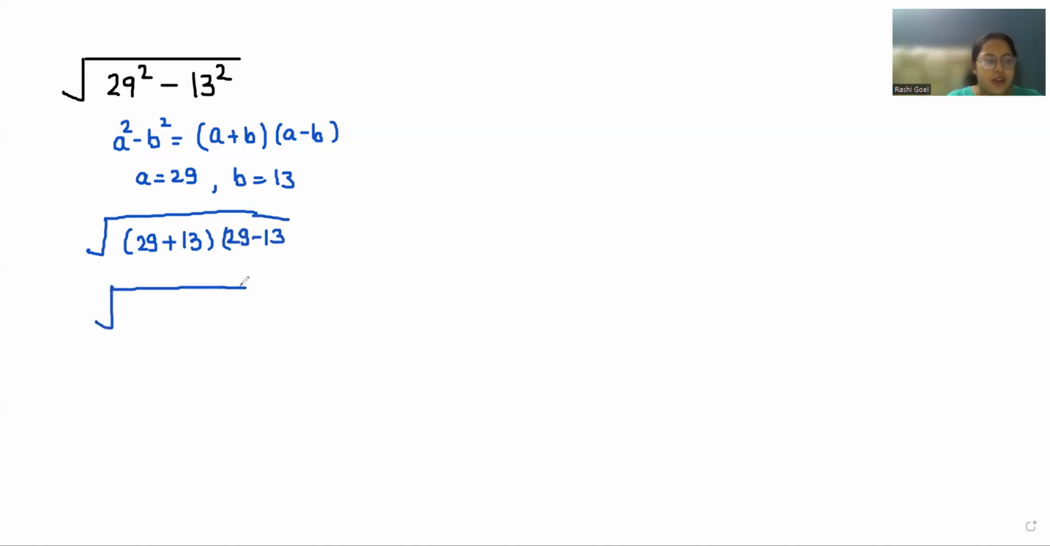Under the square root, 29 plus 13 is 42, times 29 minus 13 is 16. 42 times 4 times 4. So we can write it as 4 square root 42.